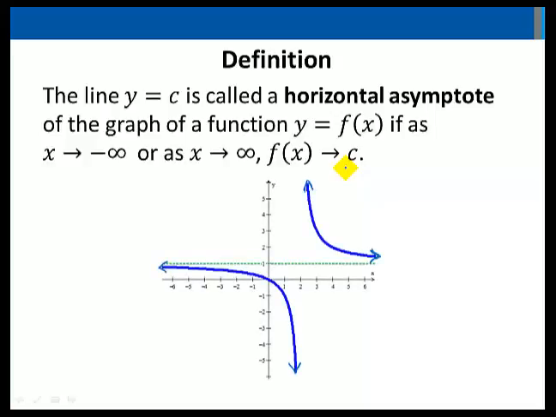In this graph of a function with a horizontal asymptote, we can see that as x approaches negative infinity, f of x approaches 1, and as x approaches positive infinity, f of x approaches 1. We say that y equals 1 is the horizontal asymptote for this graph of the function y equals f of x.